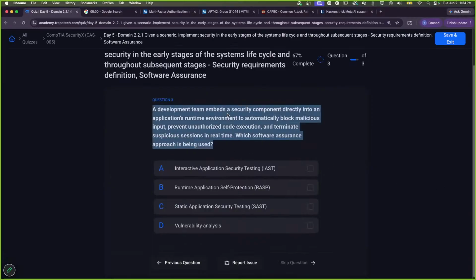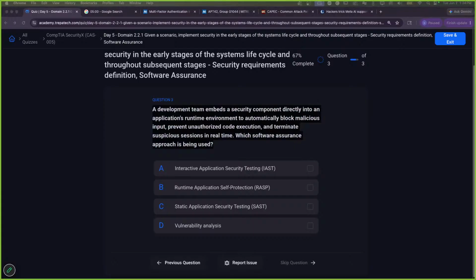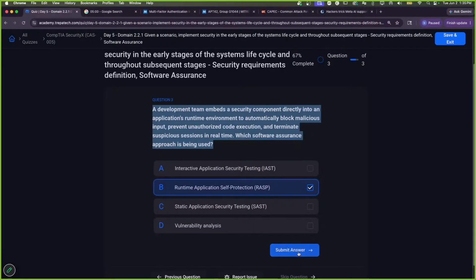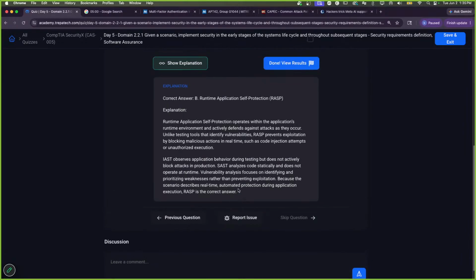And the last question here for this domain 2.2.1 quiz. A development team embeds a security component directly into an application's runtime environment to automatically block malicious input, prevent unauthorized code execution, and terminate suspicious sessions in real time. Which software assurance approach is being used? So we need something directly in the application's runtime environment to block malicious input. So this actually is an active process in production code. So that is going to be B here: runtime application self-protection. And there's our explanation.